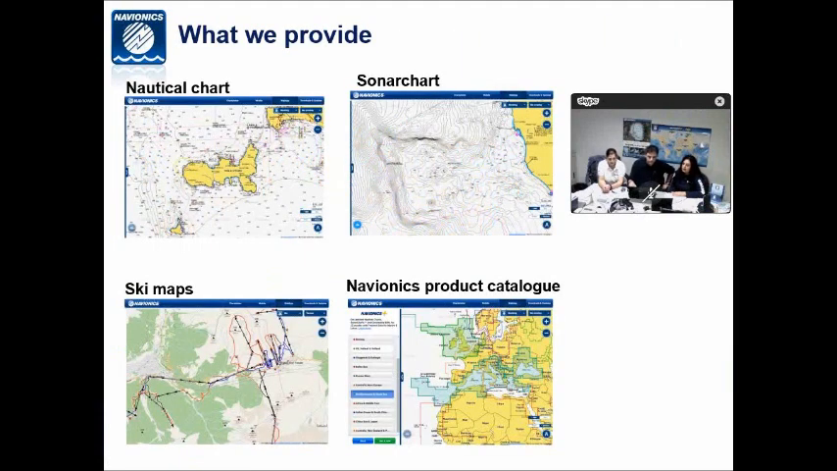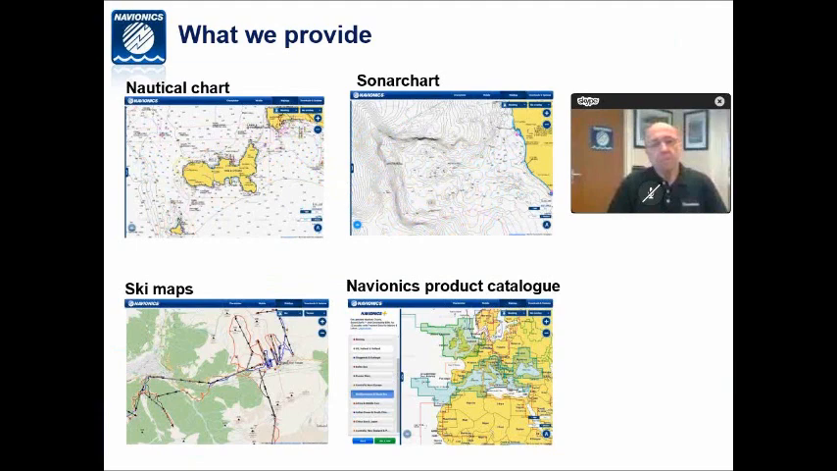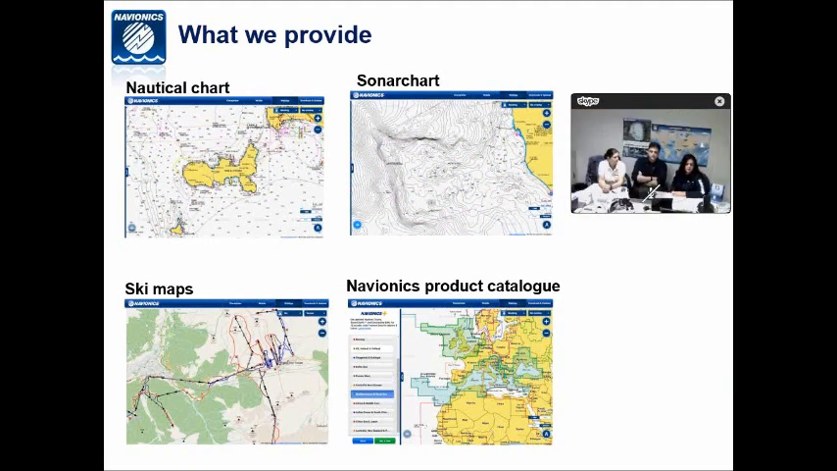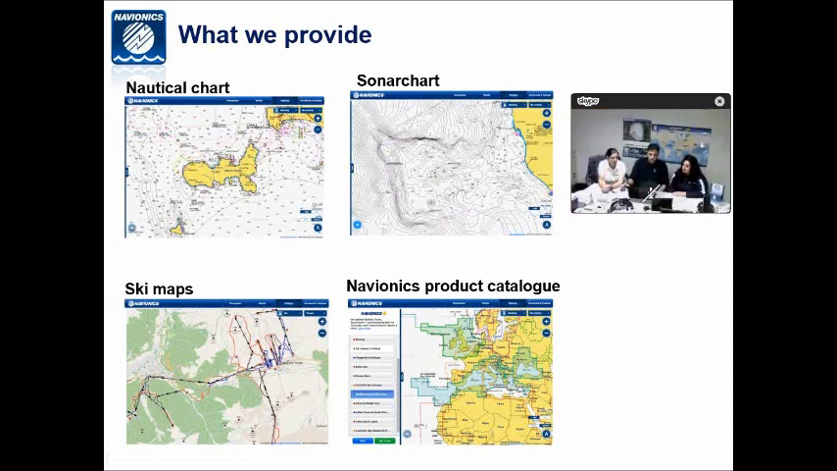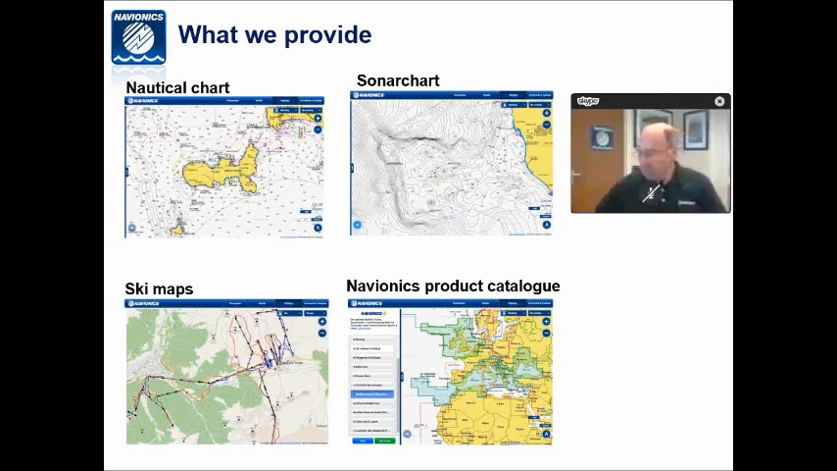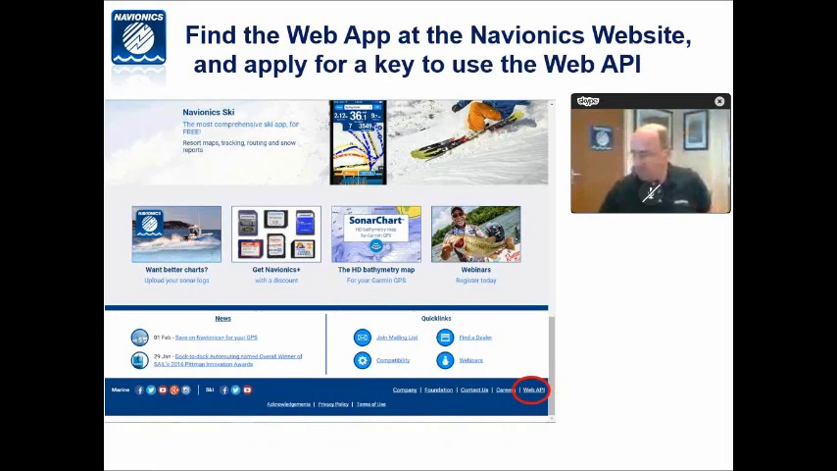So now let's go on to the Web API. As Manuele said, it's a set of functionalities that Navionics puts at the disposal of web developers in order to integrate the Navionics cartography directly onto their website. We provide nautical charts, sonar charts, ski maps, and the Navionics product catalog. How is this going to happen?